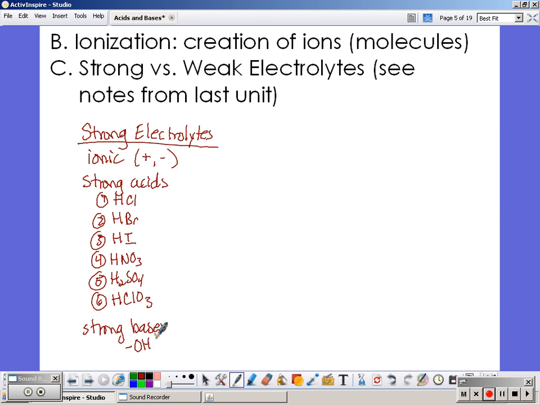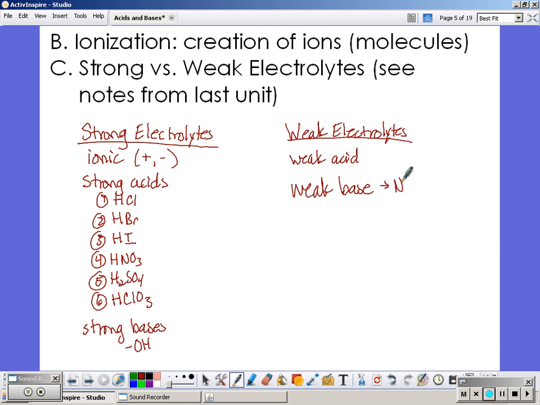Now, weak electrolytes are still things that conduct electricity, but not as well. So weak electrolytes are weak acids, which is anything that's not a strong acid. So if it starts with H and it's not one of those 6, then it's a weak acid. Weak bases, or the weak base that you have to know, is NH3.